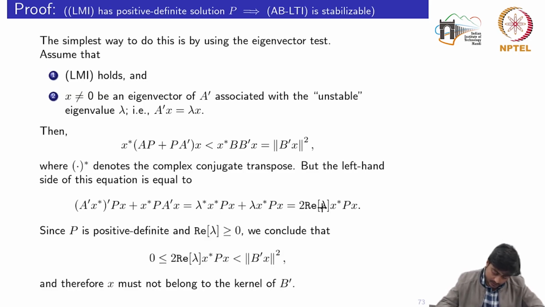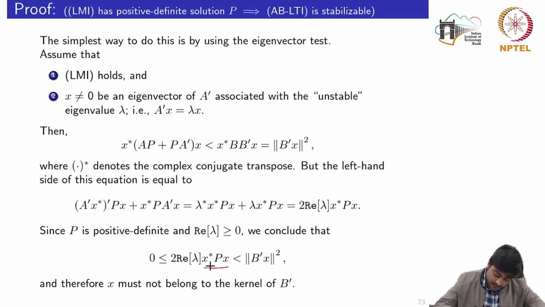Okay, see this part, which is pretty important. Since P is positive definite and we know that the real part of lambda is greater than or equal to 0, we can conclude that twice the real part of lambda times x star P x would definitely be less than the squared norm, because the squared norm is positive. P is positive definite already, so this part would be positive.